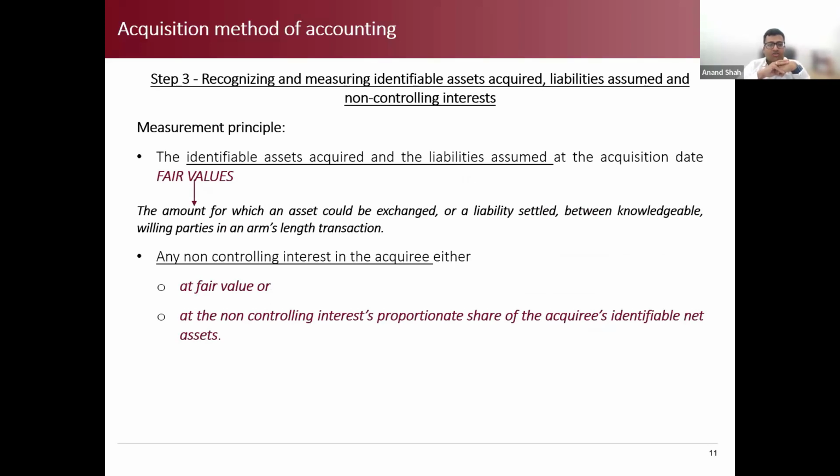In terms of measurement, these identifiable assets acquired and the liabilities assumed have to be recorded at their fair values. We'll discuss this at length, but by definition, it is an amount for which an asset could be exchanged or liability settled between knowledgeable, willing parties at an arm's length. Also, if you've not acquired 100% of a company, the non-controlling interest also needs to be recorded either at fair value or at the non-controlling interest's proportionate share of the acquirer's identifiable net assets. We'll discuss each of these as we go ahead.